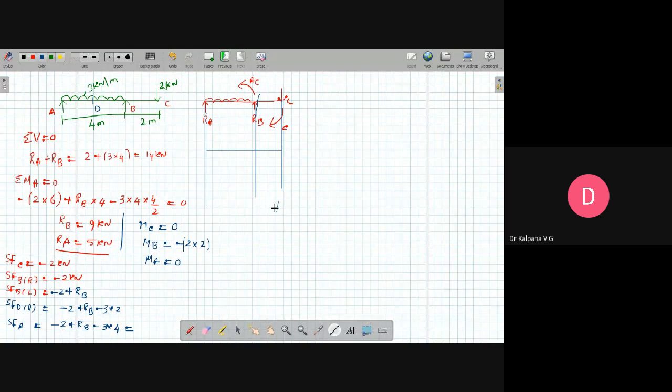So shear force at C is minus 2 kilonewton. And then at B, to the right is minus 2 and left is plus RB. RB is 9. Minus 2 plus 9, it's plus 7. And then shear force at D to the right is 6 plus 2, 8 minus RB, 1. Obviously, the value comes. This will be the shear force diagram.